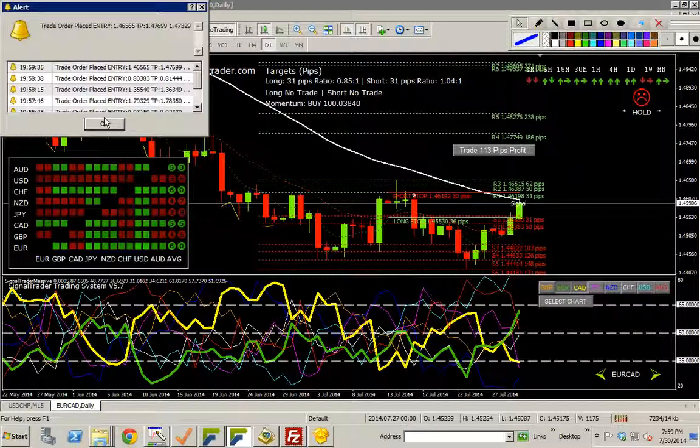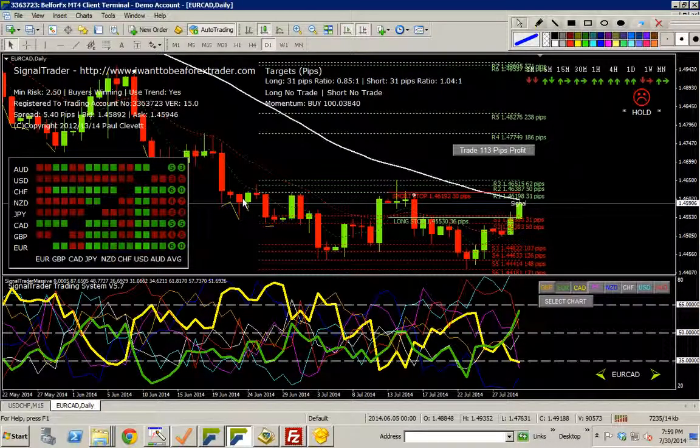Yes, please. I'm not even looking at what currency pair this is. What is it? Euro CAD. Not even looking at it. Okay, so I'll just place the trade. It really is that simple.